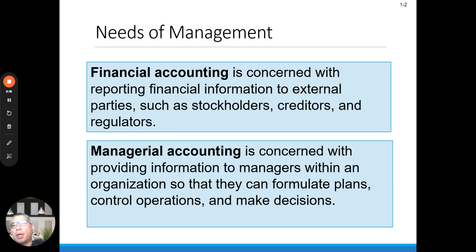Financial accounting is concerned with reporting financial information to external parties such as stockholders, creditors, and regulators. Meanwhile, managerial accounting is concerned with providing information to managers within an organization so they can formulate plans, control operations, and make decisions.